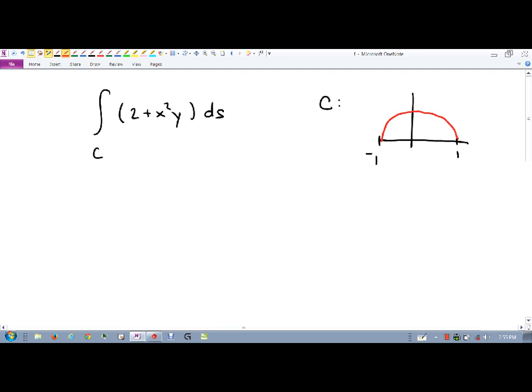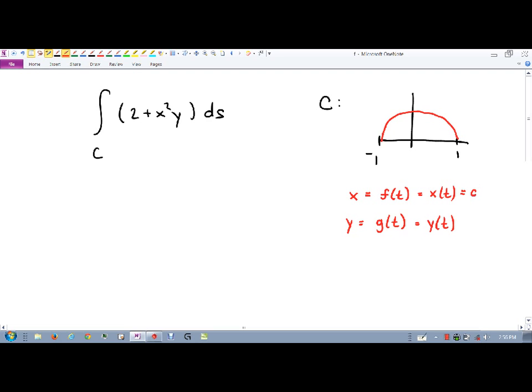Can anybody find me a parametric representation? In other words, can you write x as some function of t, I'll call it f of t, and y as some other function of t? You could also say x of t, y of t. How can I draw that red circle? Cosine, sine, almost like polar. But do you need the radius to be r, or can it be fixed? It can be fixed. The radius is 1.